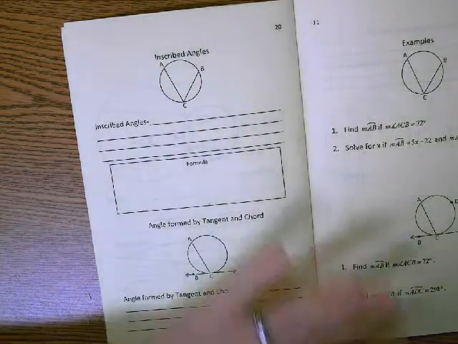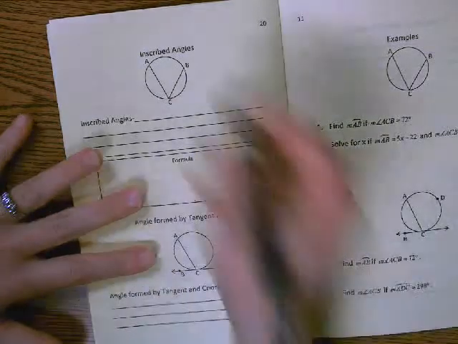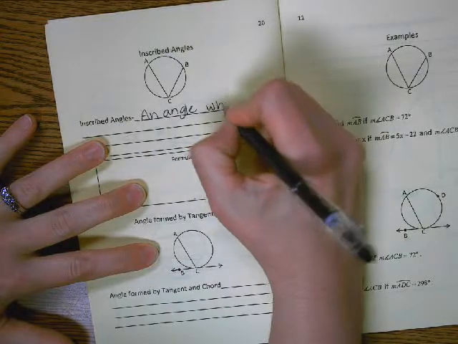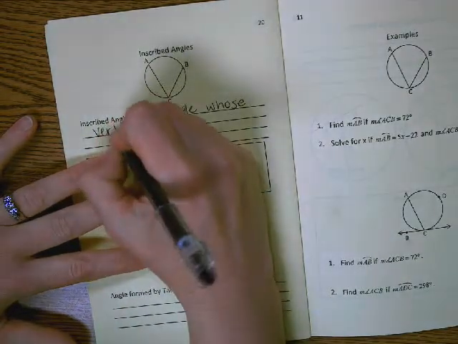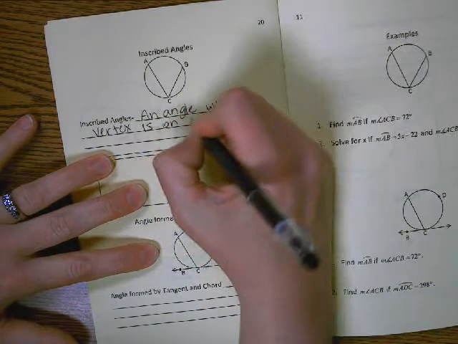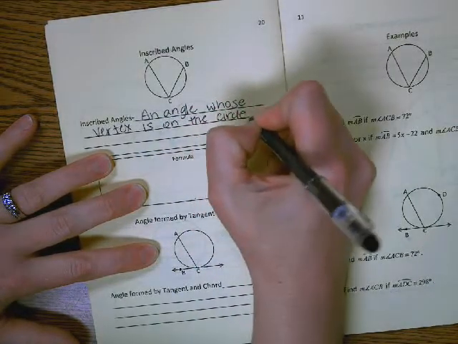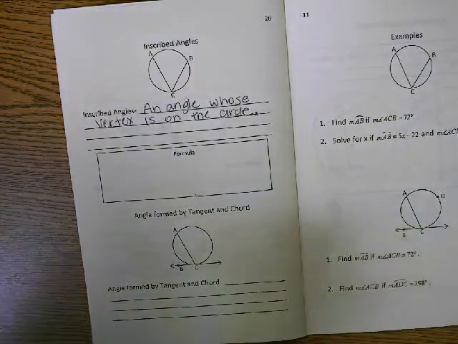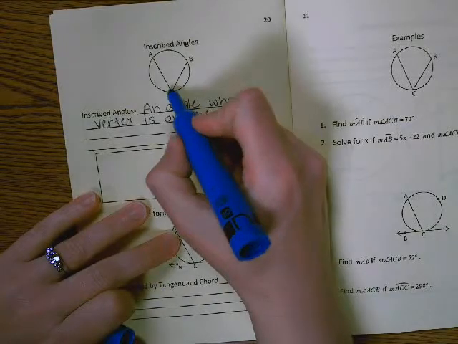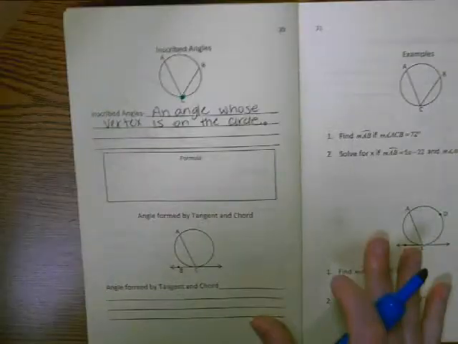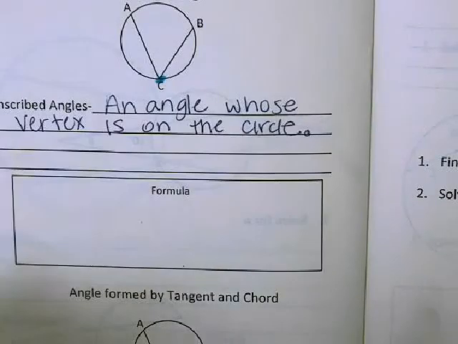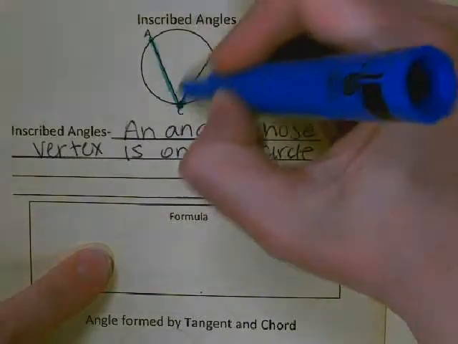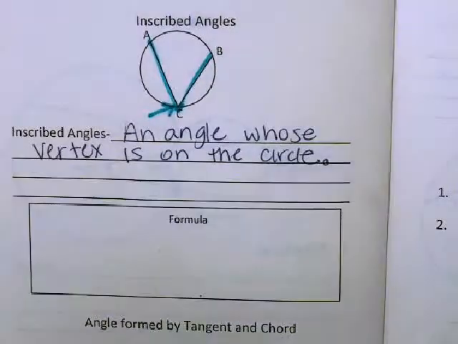Okay, so an inscribed angle is an angle whose vertex is on the circle. So if you look at this angle up here, the inscribed angle that you can see, there's a vertex to this angle right here, and it's on the circle. It's not in the center of the circle like our central angles were. So central means center. Inscribed means that vertex is right there on the circle.